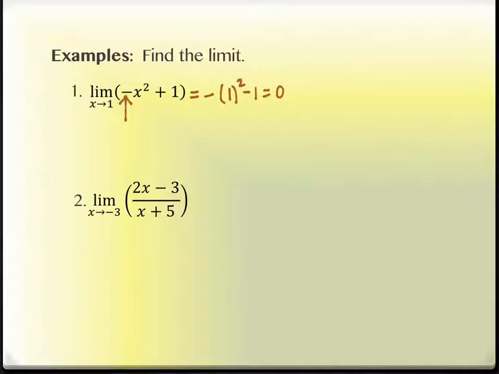On the second one, same thing. Yes, I have a denominator, so I need to be careful that I don't put the number in the denominator and get 0. But sure enough, if I put negative 3 in that x value of that denominator, I don't get 0, right? Negative 3 plus 5 is not 0, so I'm good to go. And I can evaluate the rest of it with the negative 3 in there as well. And if I evaluate all those pieces, plug everything in appropriately, I end up with negative 9/2.